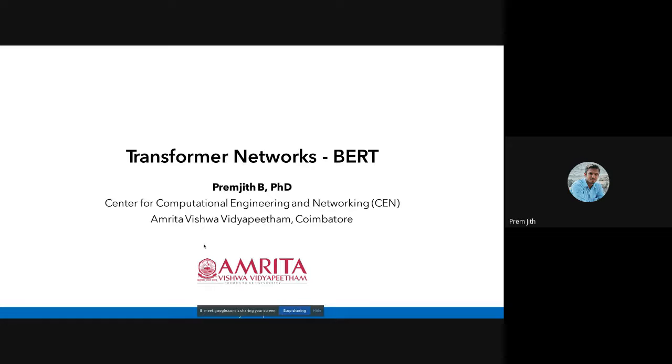Okay, transformer networks and BERT. So the transformer network has revolutionized NLP research to a great extent. Not just NLP, but other areas also, like image processing, speech processing, etc. So almost all the state-of-the-art models are based on transformer networks nowadays. Deep learning models based on transformers are the state of the art.